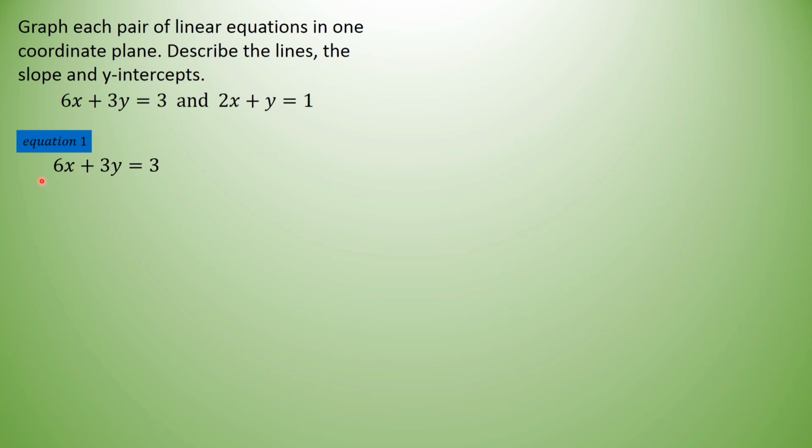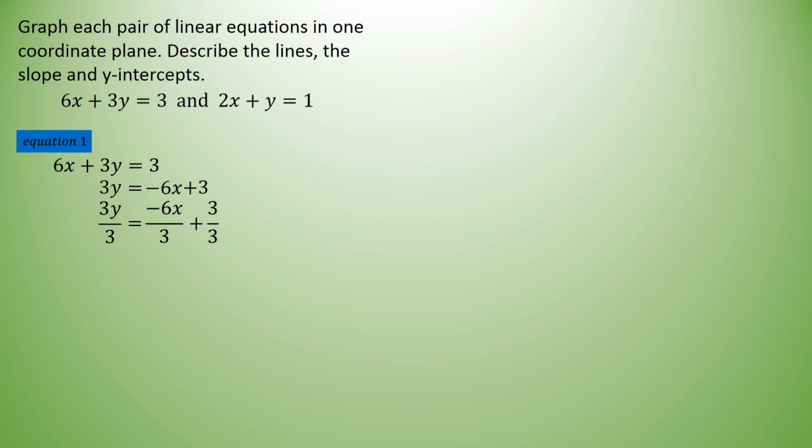So as you can see, ito ay nasa standard form pa. So kailangan muna natin siyang gawing slope-intercept form. So, this is equal to 3y. Copy the equal sign. Next is transpose 6x. So, we have here negative 6x plus 3. Since meron pang numerical coefficient sa tabi ng y, we have to divide the whole equation by 3.